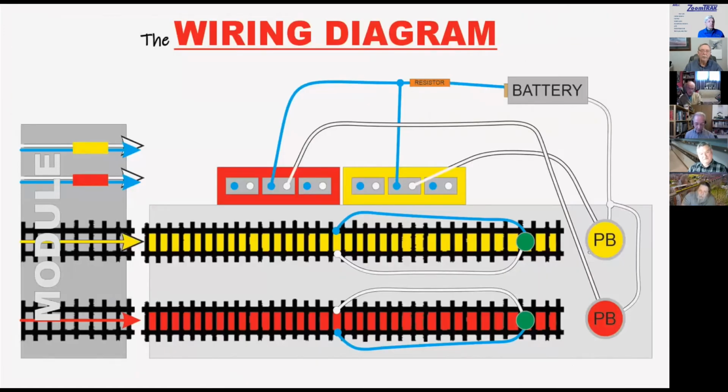This is the wiring diagram. Since the wiring on Caddo parts is blue and white, I used blue and white in the diagram rather than the usual red for positive and black for negative.